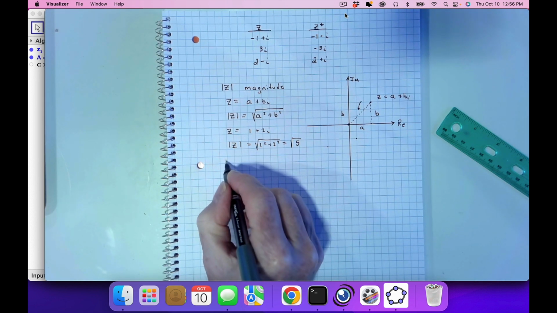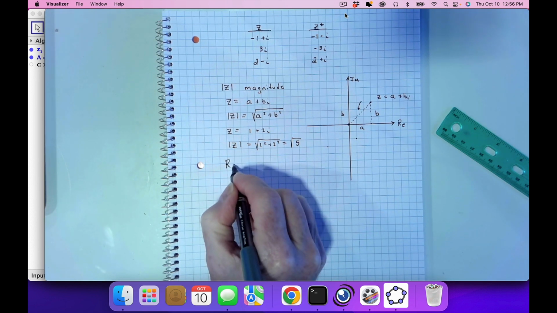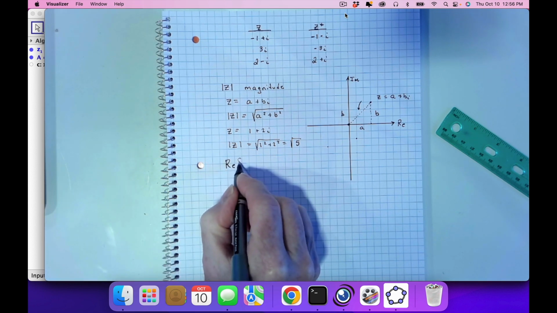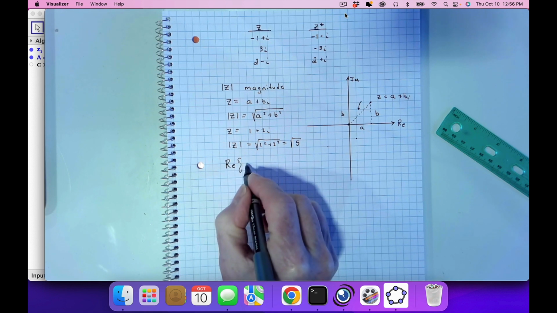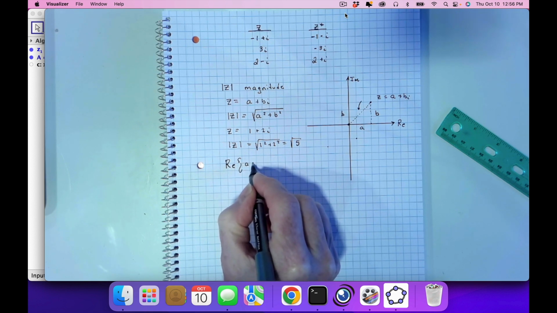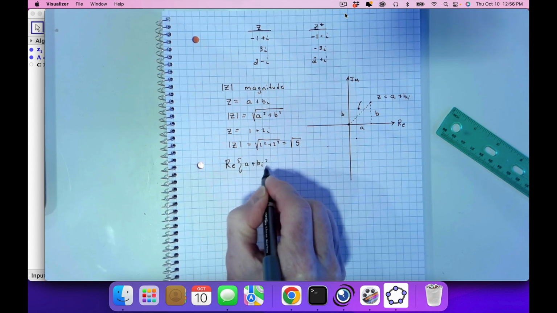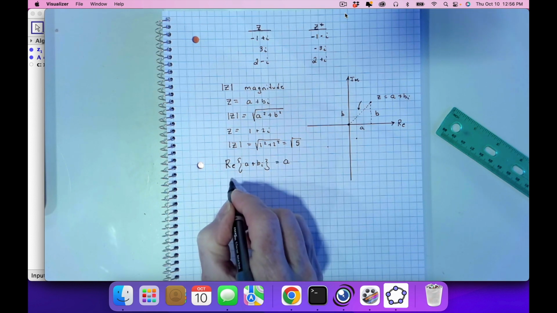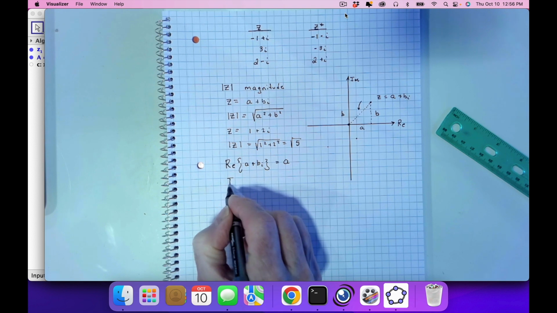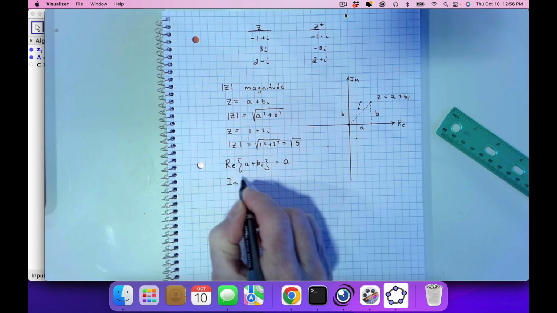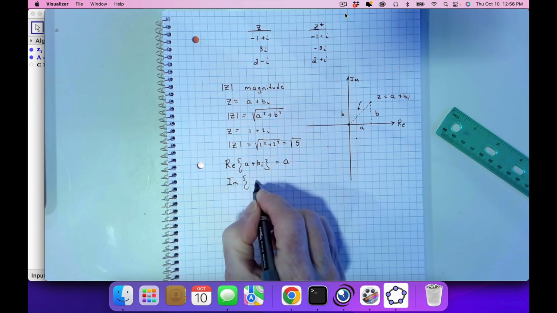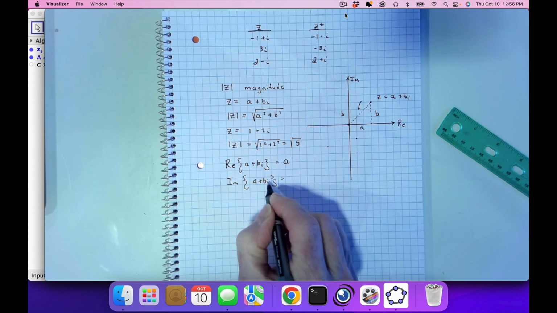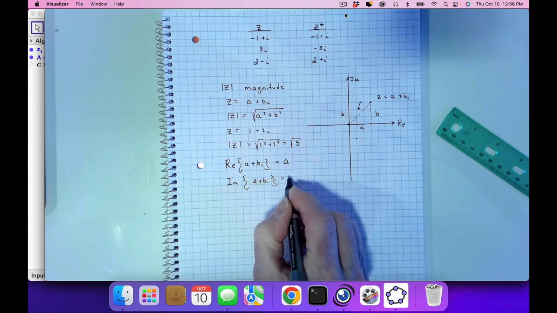If I do this notation here, the R with this little subscript E, that means the real part. So the real part of a plus bi is equal to a. The imaginary part, we write like this, and the imaginary part of a plus bi is not bi. The imaginary part is b.